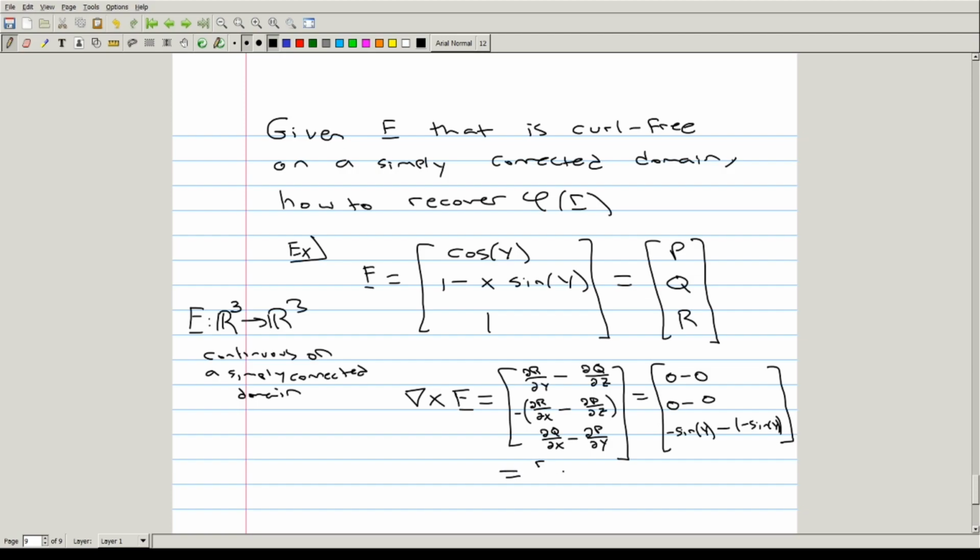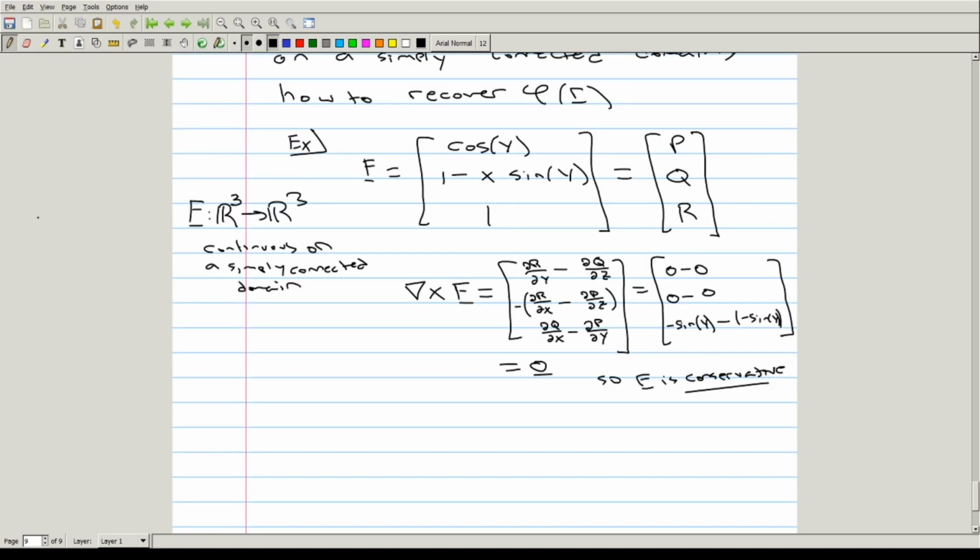So this is exactly equal to the 0 vector, because this function is defined and continuous on a simply connected domain. That means that this function is conservative. And remember, we have not proved that yet, but we will get there in subsequent lectures when we get to Stokes' Theorem.